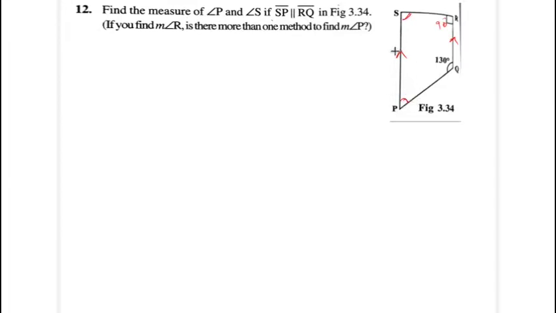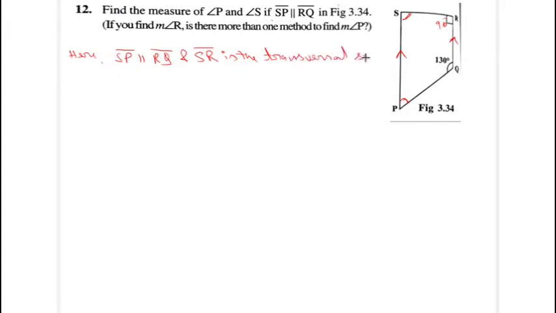Okay, now as SP is parallel to RQ and SR is the transversal, angle S and angle R are the two opposite interior angles of this transversal. Okay, so their sum is equal to 180 degrees. So we will write here, SP is parallel to RQ and SR is the transversal.